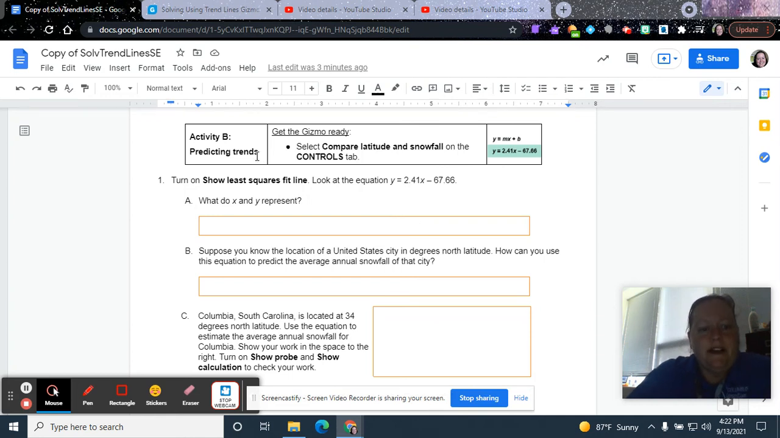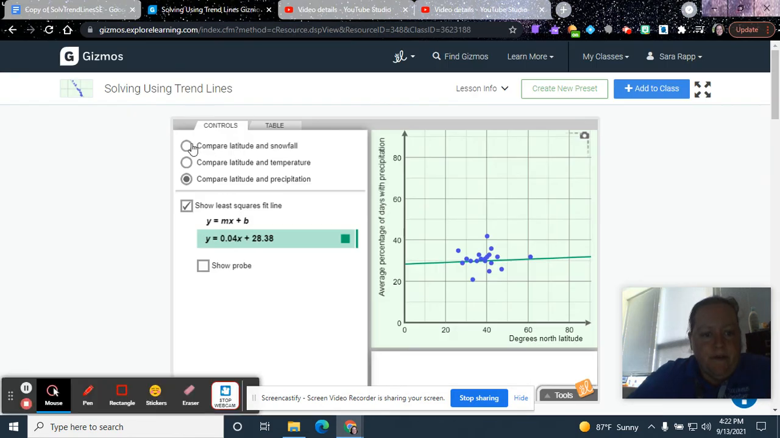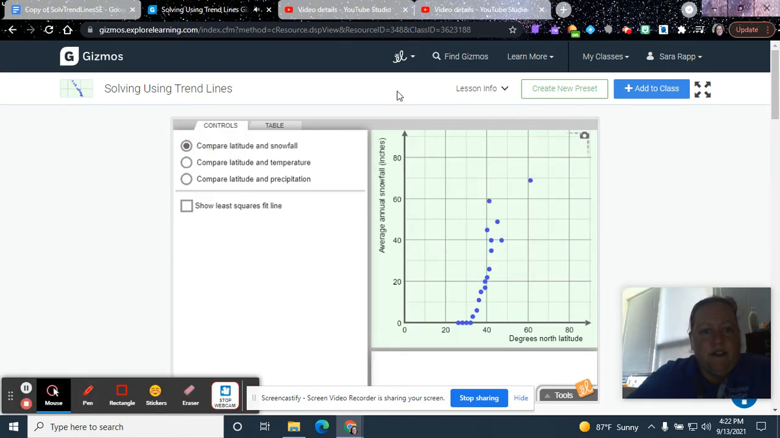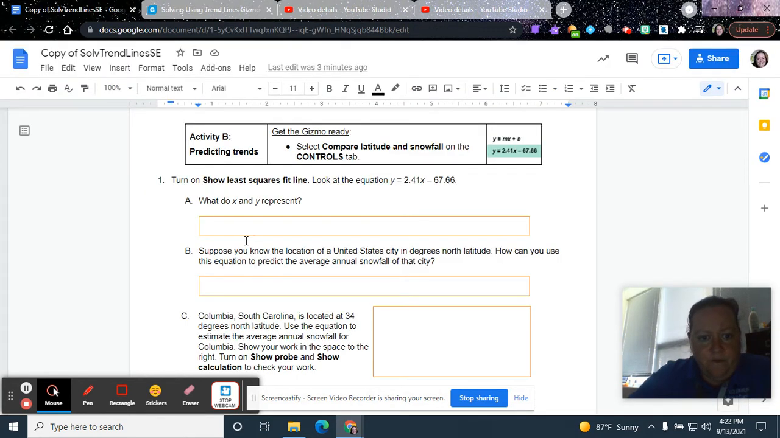Hi, now let's talk about activity B, predicting trends. So first step is to get your Gizmo ready. Compare latitudes and snowfall on the controls tab. So here we go. Now we want it back up here at latitude and snowfall. And this is the one we're going to start with.